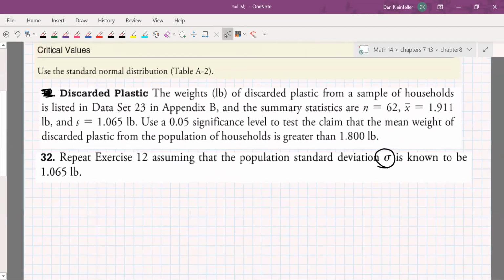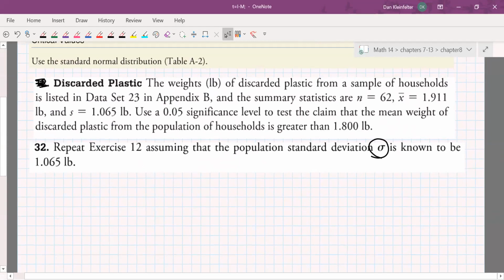So here it says the weights in pounds of discarded plastic from a sample of households listed in the back of the book. And the summary statistics are given. The n is 62, the x bar is 1.911, and the s is 1.065. So this was actually a two-part question. This was problem 12, but 32 asks us to redo the problem using the fact that sigma is somehow known to be 1.065 pounds. So we'll start with hypotheses, as always.